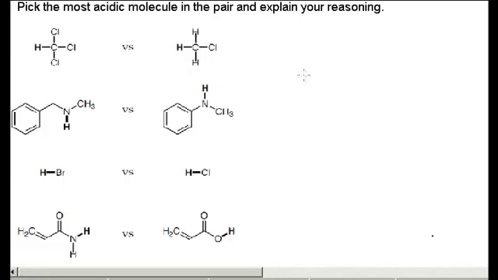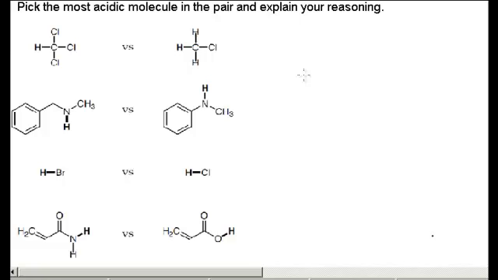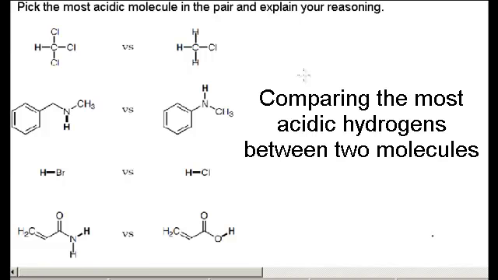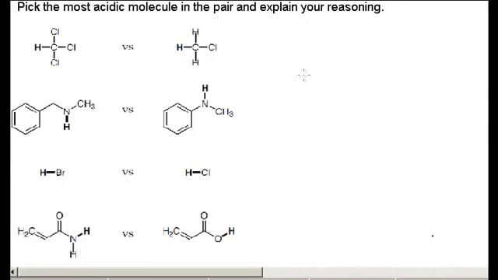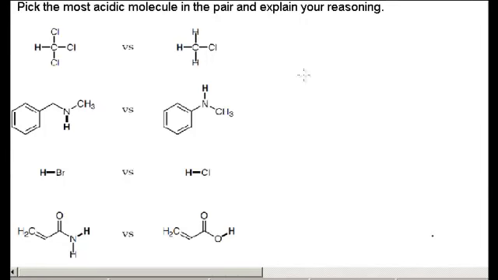So in each one of these pairs, we're going to be breaking down which hydrogen on the molecule is most acidic. We're going to be comparing the most acidic hydrogens between each molecule, and then we're going to be giving some reasoning based on the fundamental properties of molecules. You understand ideas about electronegativity, resonance, size of atoms. Those things may be familiar, but maybe you haven't used them to predict and explain acidity, which is what we'll be doing today.